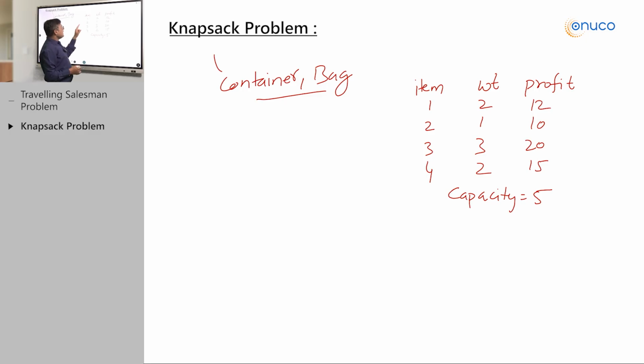Remember that to increase the profit, suppose the third item has profit 20, we are not going to repeat it. Each and every element has to be selected a maximum of 1 time, right? But it's not necessary that you select all the items. You have to select the items based on the given capacity, so that the total should not increase more than 5.